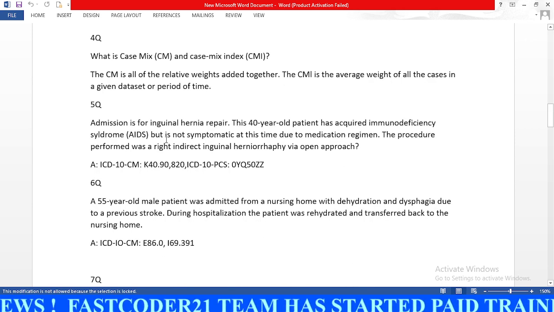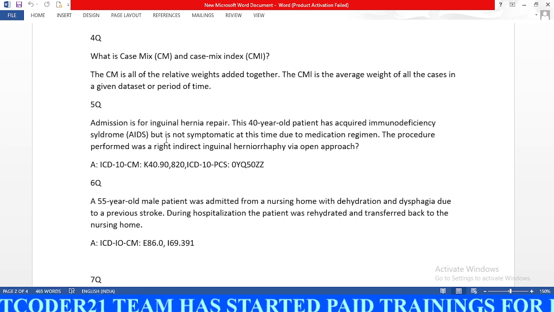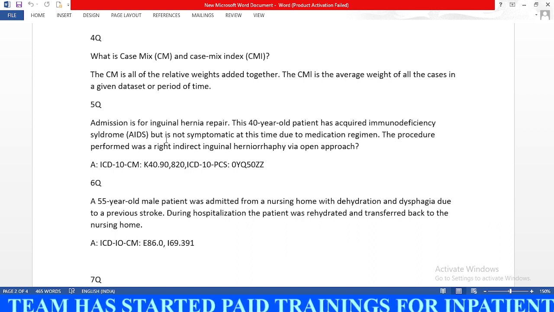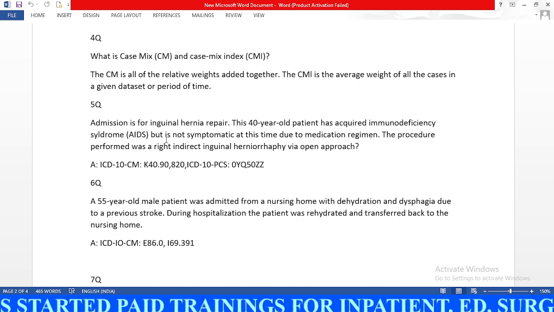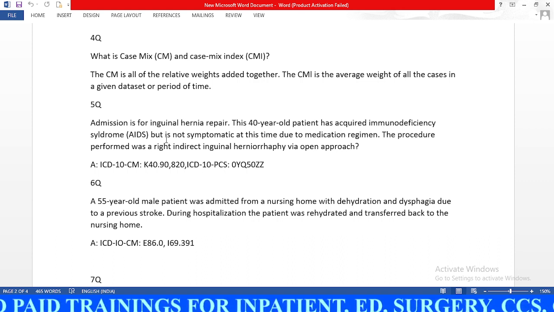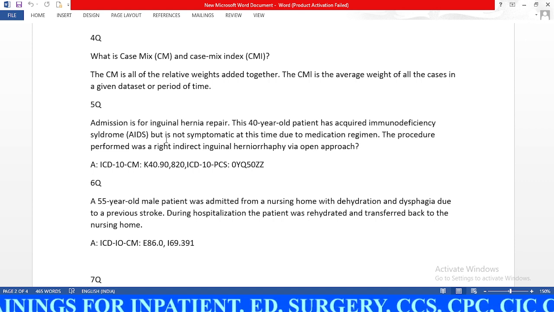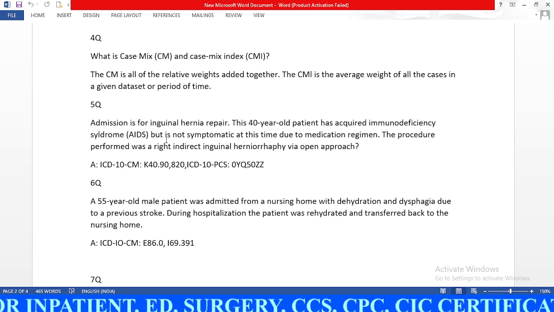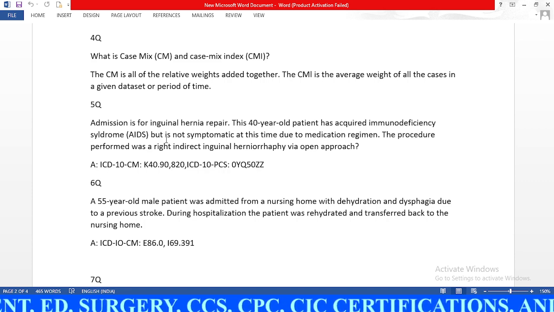Next question, what is case mix and case mix index? So answer, the case mix is all of the relative weights added together. The CMI is the average weight of all the cases in the given data set or period of time. So basically, case mix is the mix of all the relative weights added together, whereas case mix index is the average of those relative weights.